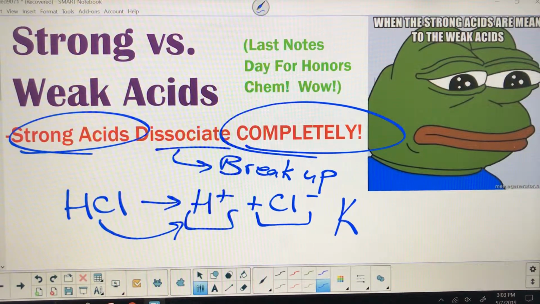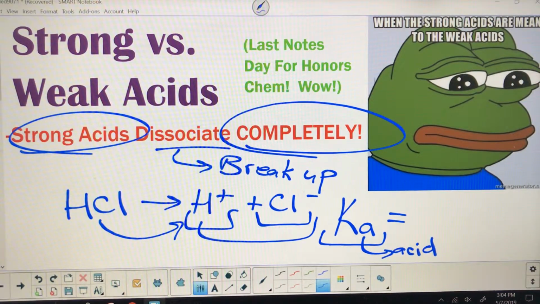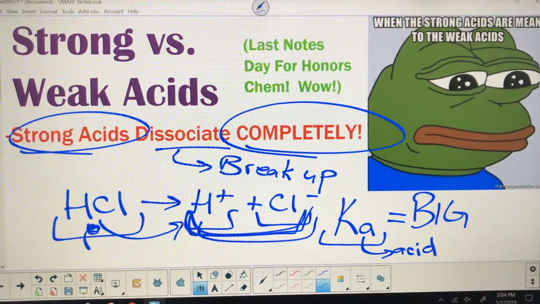If we're doing a KEQ value for this, we're going to use what's called a Ka value. A stands for acid. It's the same as a KEQ. Don't worry about it. Again, K values are products over reactants. If it breaks up all into products, you're going to have a huge numerator and an itty bitty denominator. So the Ka's of strong acids are big. How big? Too big. So we're not going to worry about the strong acids too much.